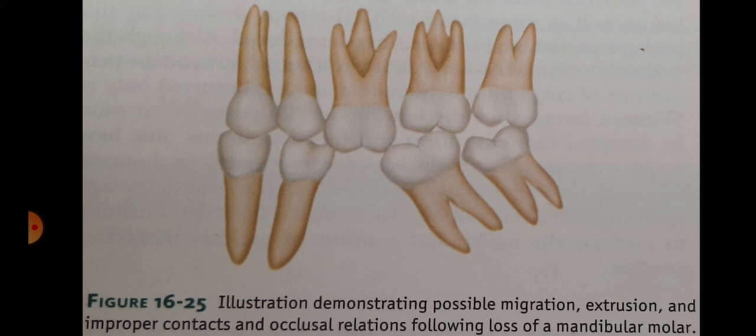The migration of adjoining teeth disturbs the contact relationship in that vicinity. In the meantime, tooth movement changes occlusal relations with antagonists in opposing dental arches. The common result is hypereruption of the tooth opposing the space left by the lost tooth.